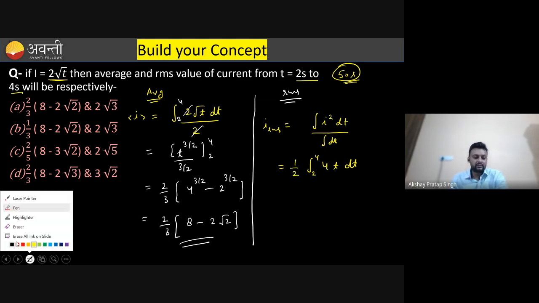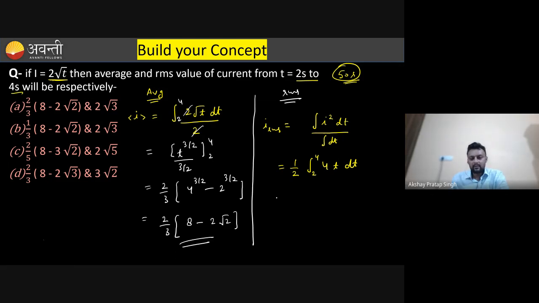Now do the integration. You can take 4 out, and 2. The integration of t is what? t square by 2. This 2 I have written here. The limit is 2 to 4. This 4 and 4 can be cancelled. This is 8 minus 2. Sorry, 16 minus 4. 16 minus 4 is what? 12.